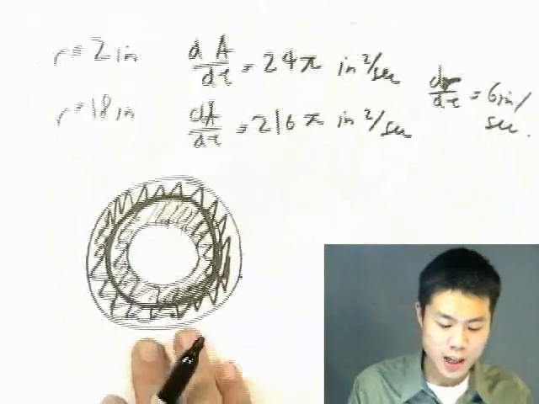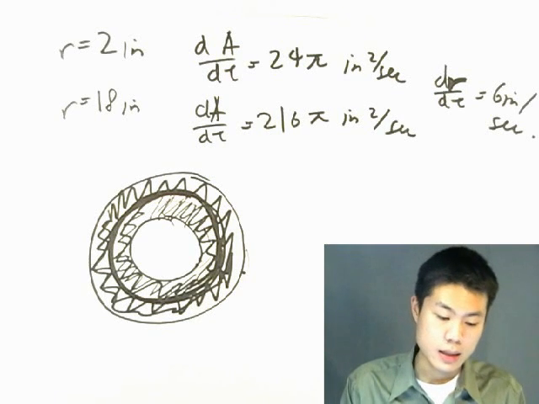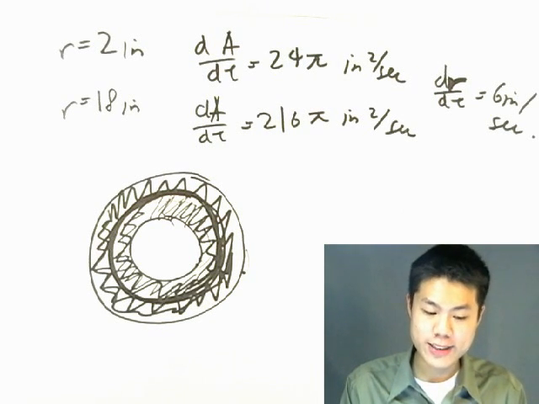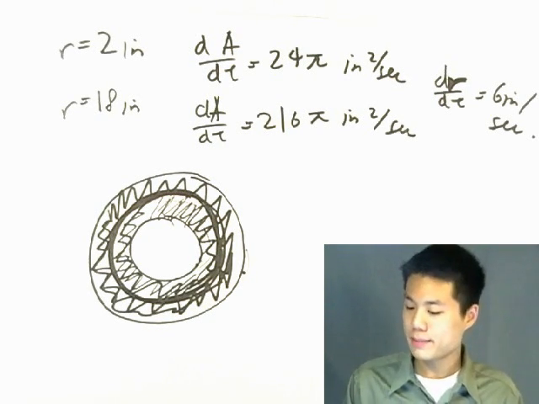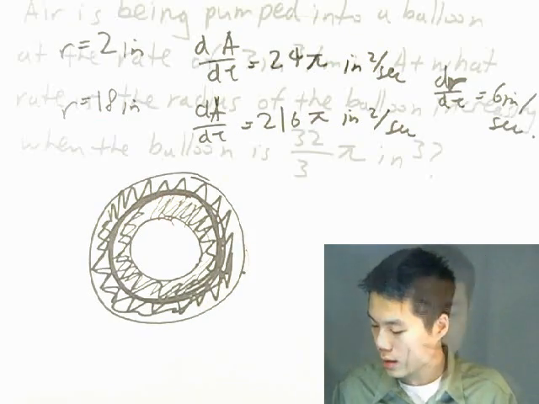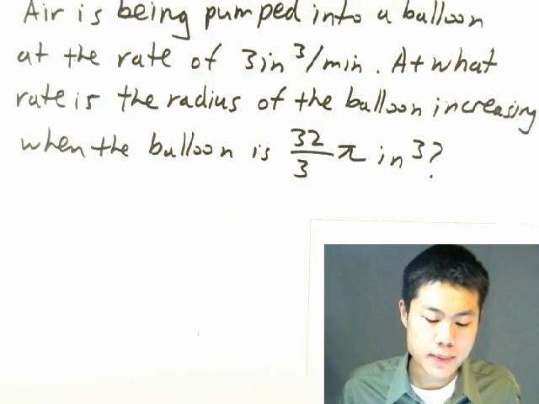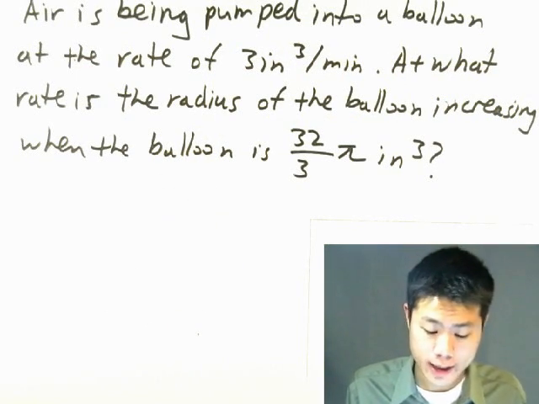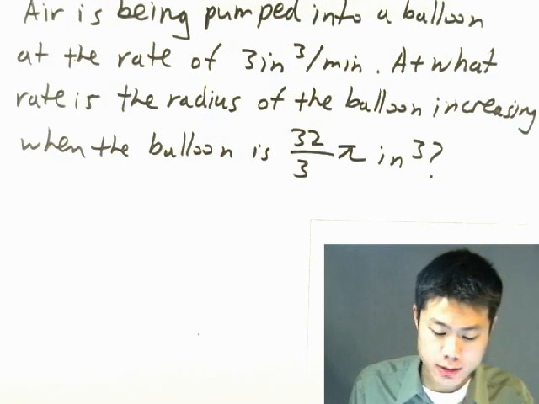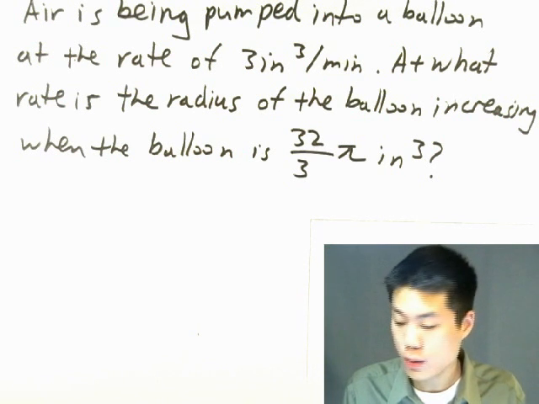Okay. Now that we've talked about this, I'm going to give you another problem. It's going to be similar, but only different in one minor thing. So the second question that we're going to work on is: air is being pumped into a balloon at the rate of 3 cubic inches per minute. Now, at what rate is the radius of the balloon increasing when the volume of the balloon is 32/3 pi cubic inches?